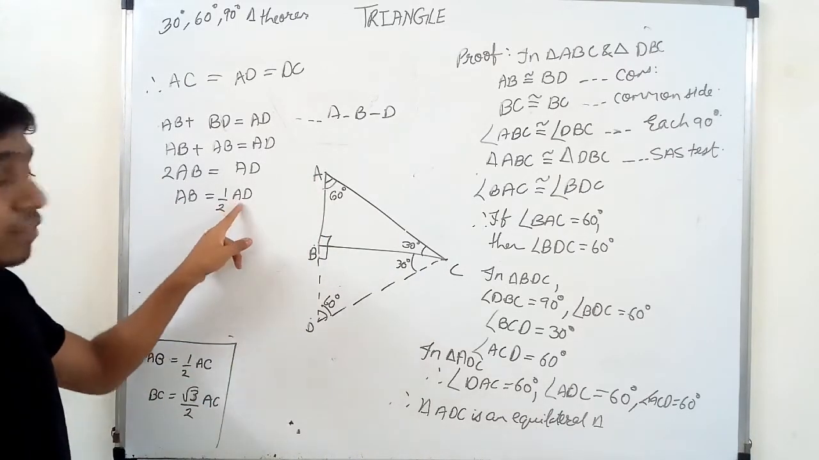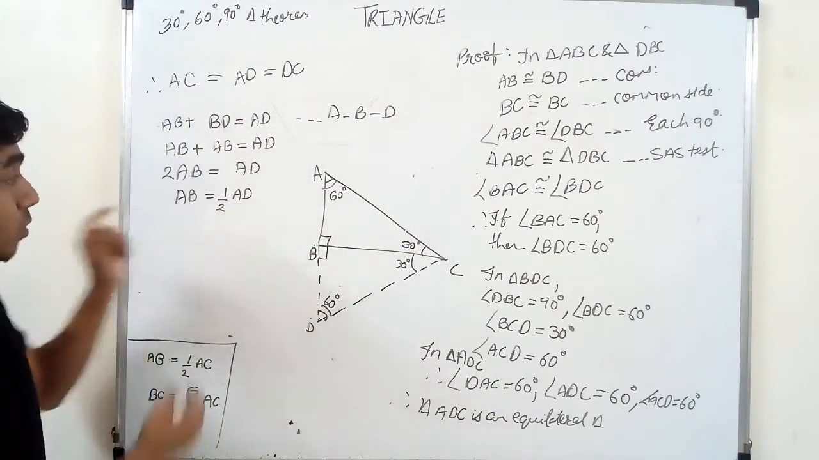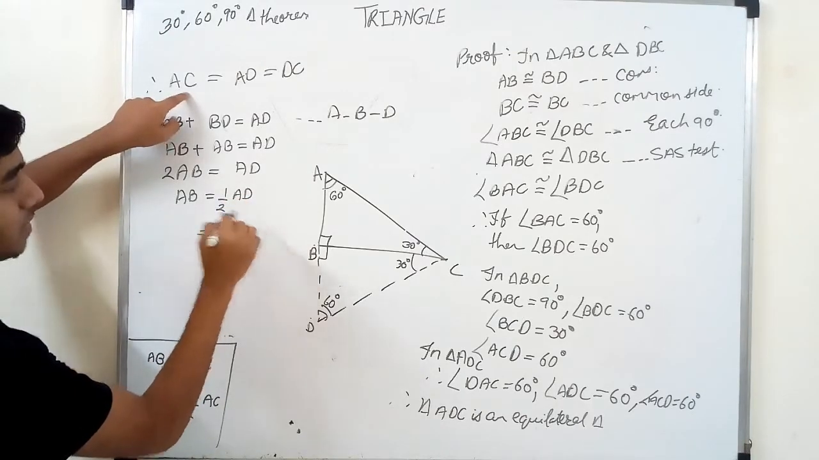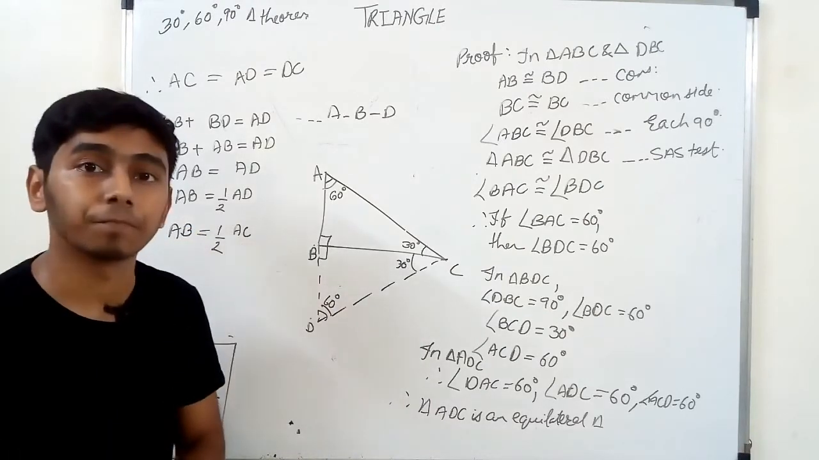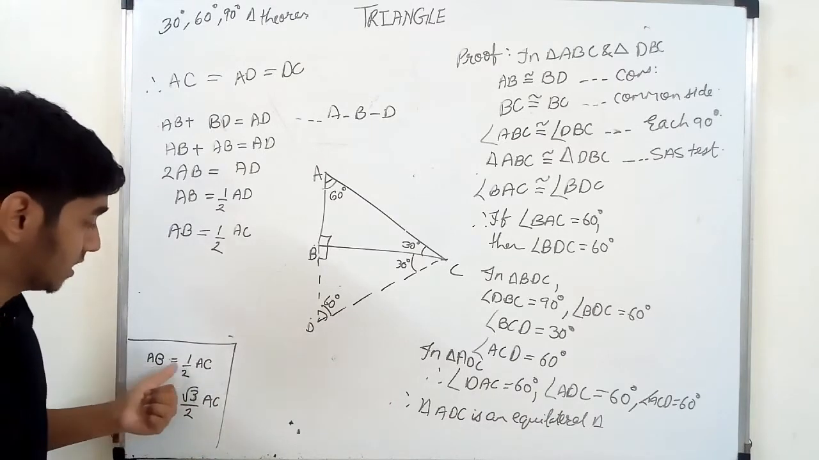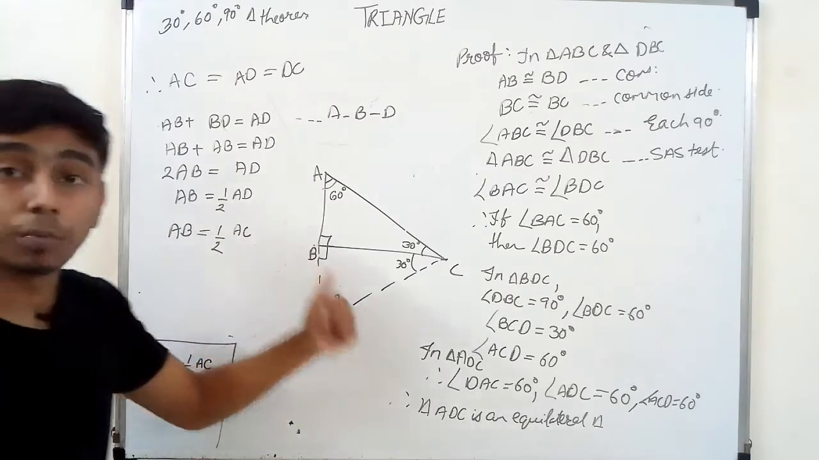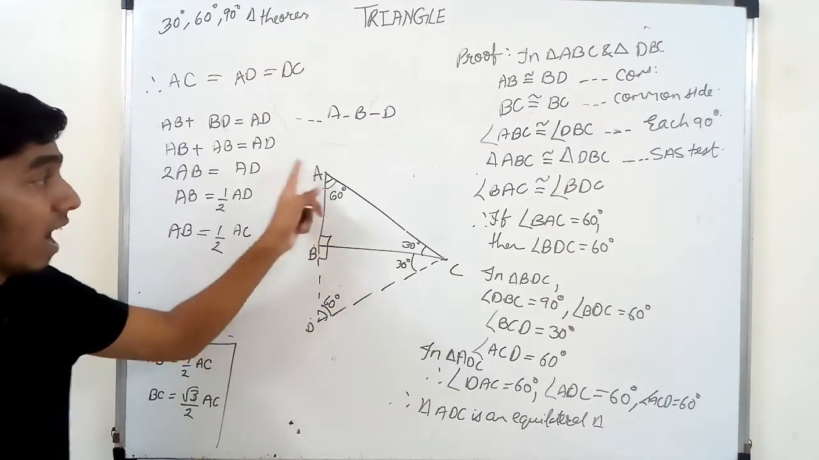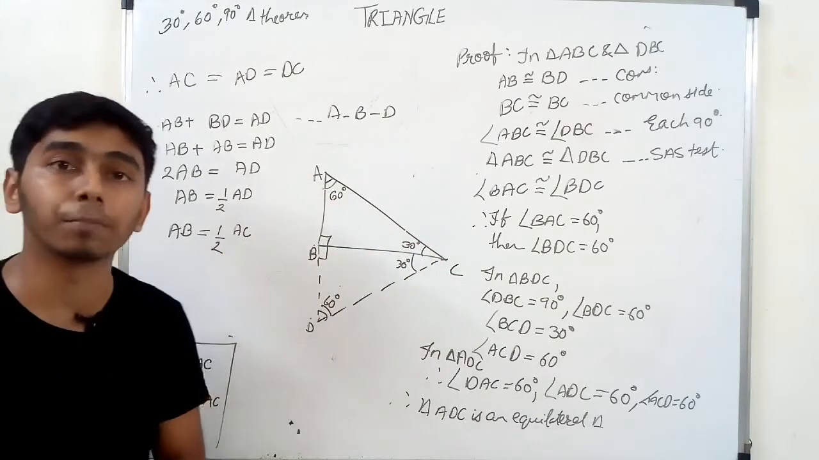Yes or no? But if you see, AD is the same as AC. So I can say this half AD is the same as half AC. Therefore, AB is half of AC. So here, the first condition is proved, which says that AB is equal to half of AC. I hope you have understood. What does this say? The side opposite to 30 degrees is half of the hypotenuse. So half of AC, which is the hypotenuse.